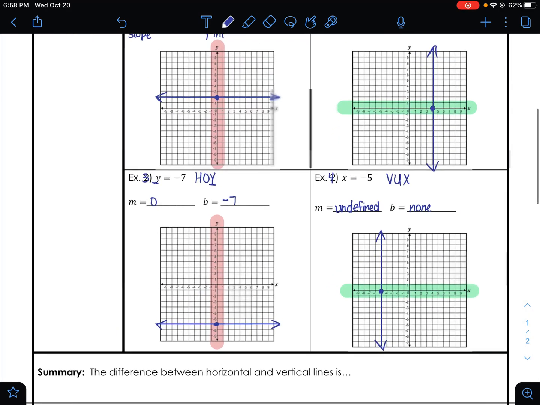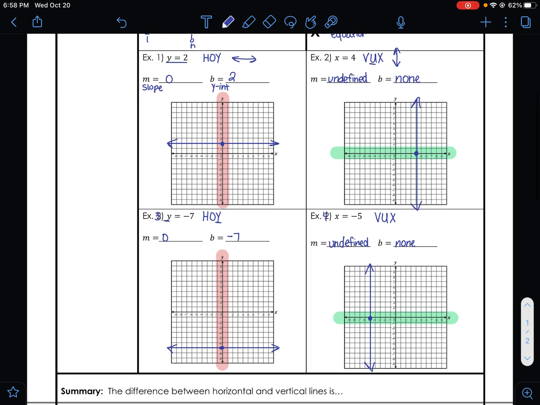Okay, so that's all there is to this lesson. Not too bad. Again, making sure you know HOI and VUX.